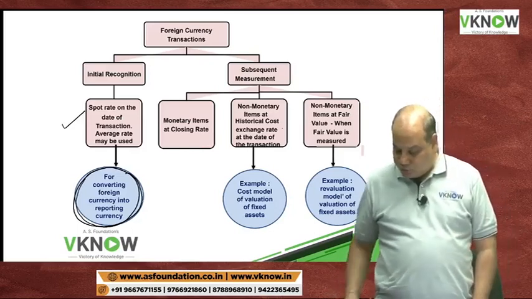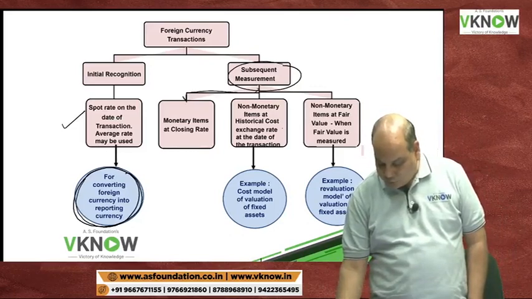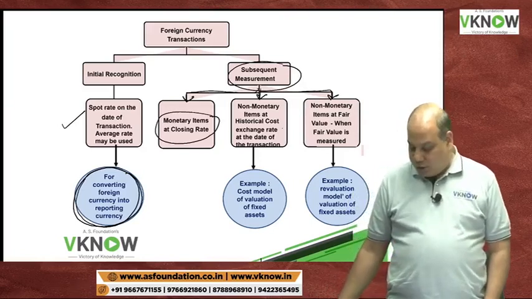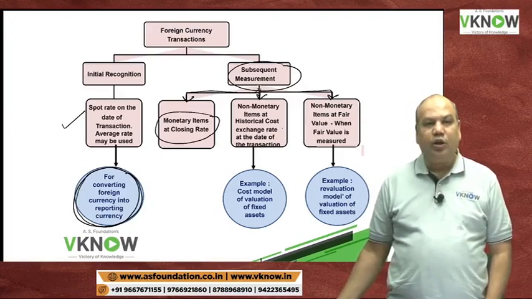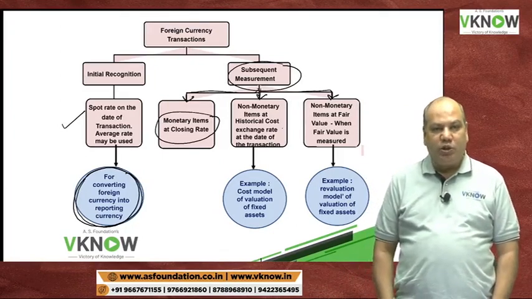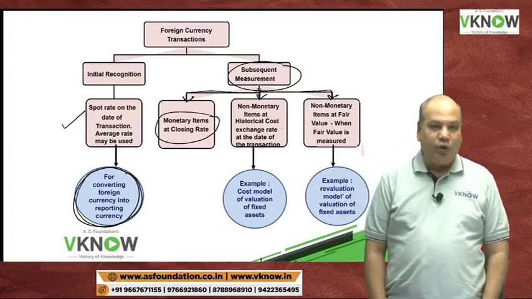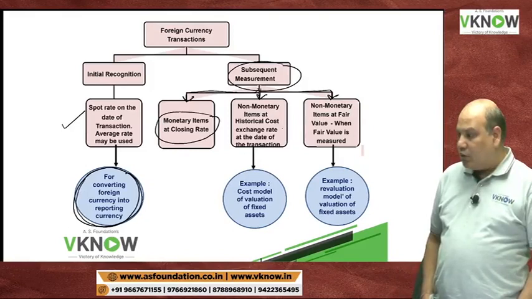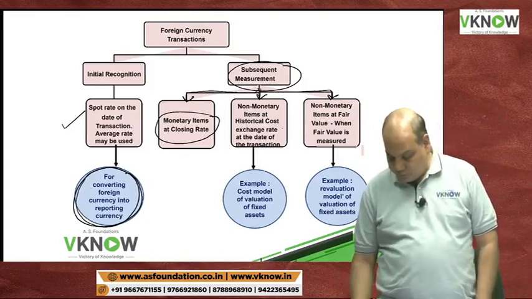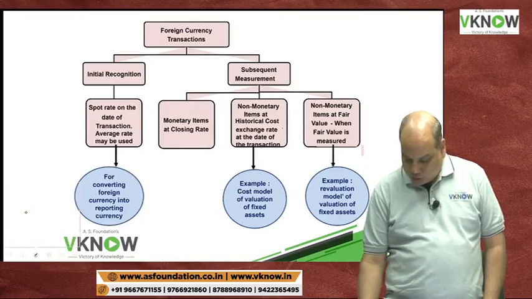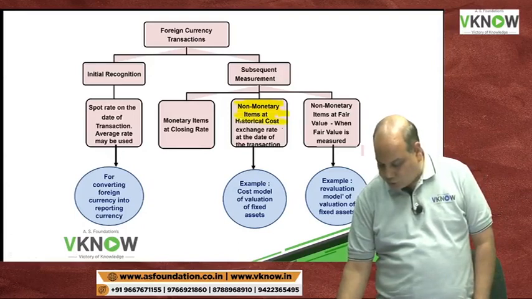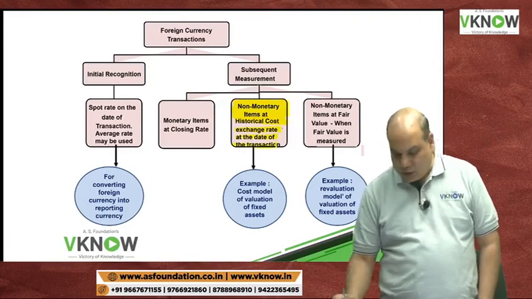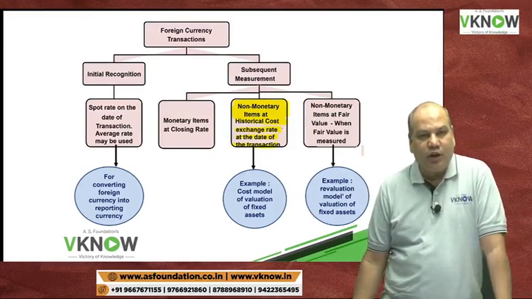Done. Now come to subsequent measurement. Three branches you will draw: 1, 2, 3. You will write here first, monetary items at closing rate. If it is a monetary item, debtor, creditor, bills receivable, bills payable, cash in hand, cash at bank in foreign currency, then those will be at closing rate. Next, in the middle, write down non-monetary item at historical cost. You will apply the exchange rate at the date of transaction.